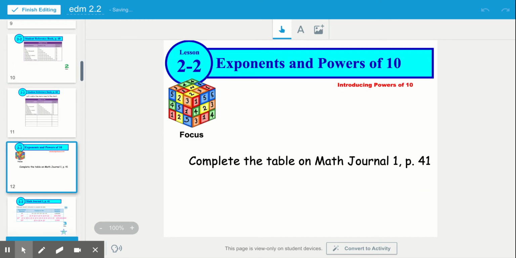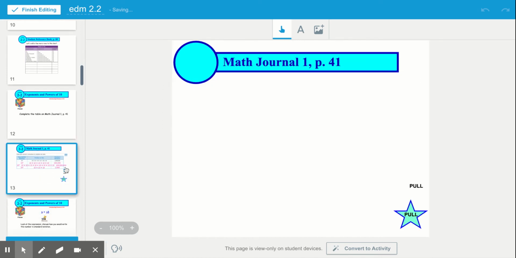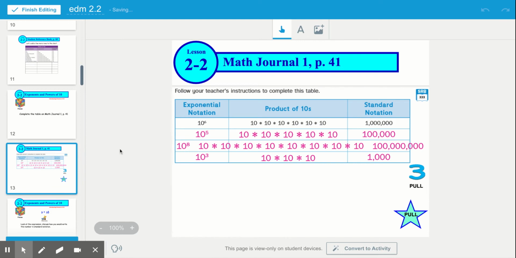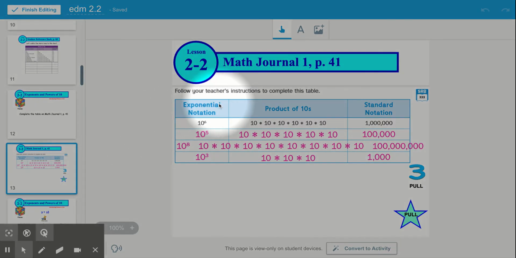Open up your journal to page 41. And I already did this one for us. We're going to talk about it. So now all you need to do is fill in the blanks. So they already have in your book 10 to the 6th power. And we see that they wrote 1, 2, 3, 4, 5, 6. They wrote 6 tens and they are multiplying those, giving us an answer of 1 million in standard notation.